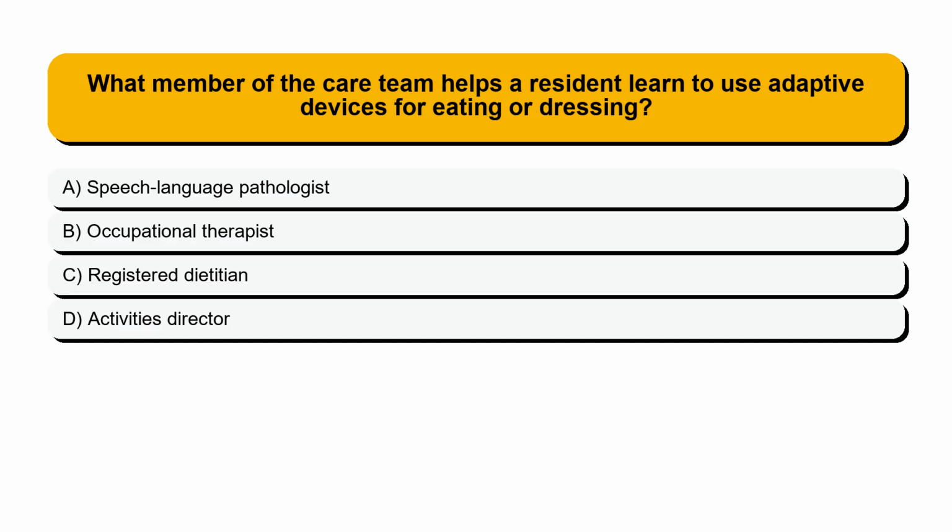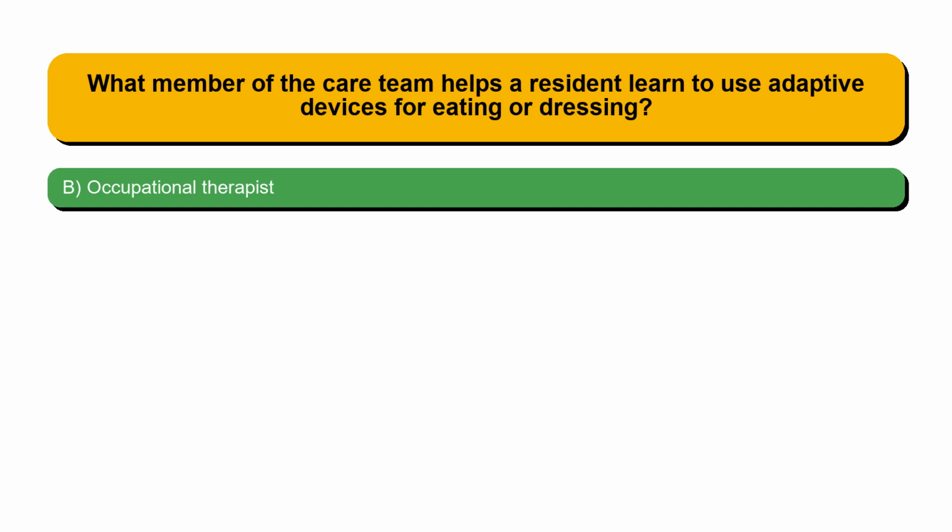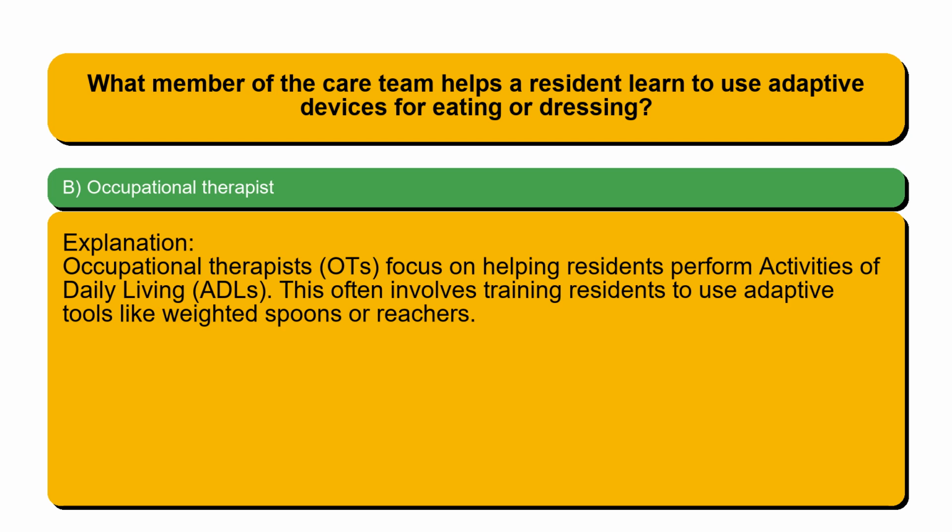Question 80. What member of the care team helps a resident learn to use adaptive devices for eating or dressing? Option A, a speech-language pathologist. Option B, occupational therapist. Option C, registered dietitian. Option D, activities director. The correct answer is option B, occupational therapist. Occupational therapists, OTs, focus on helping residents perform activities of daily living, ADLs. This often involves training residents to use adaptive tools like weighted spoons or reachers.